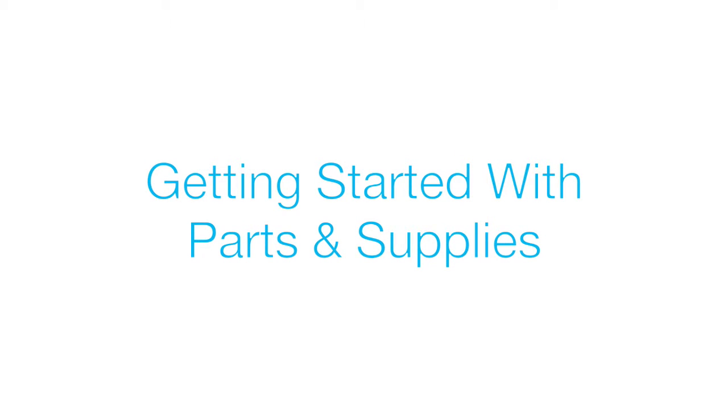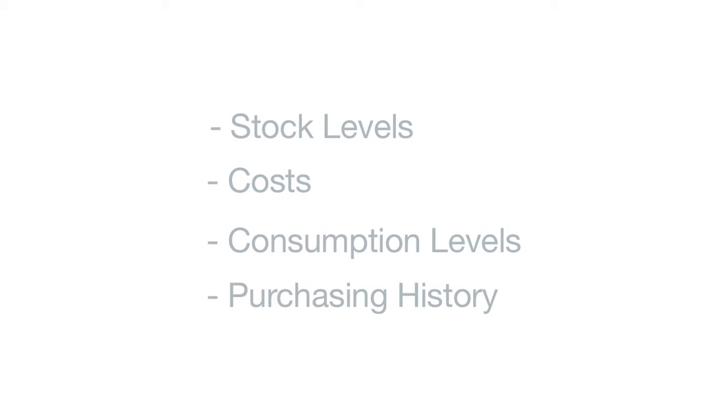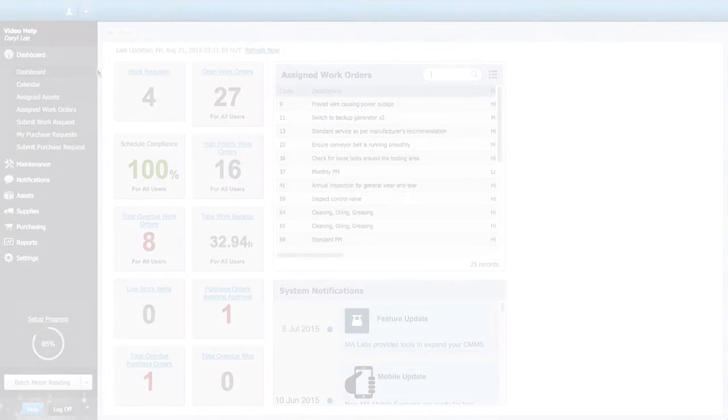In this 2-minute video tutorial, you'll learn how to use the Parts and Supplies module in the CMMS. The Parts and Supplies module is used to track consumable parts that are used in work orders, including stock levels, costs, consumption levels, and purchasing histories. Let's take a look. In this example, we'll add and configure the parts data for a 50-foot conveyor belt.